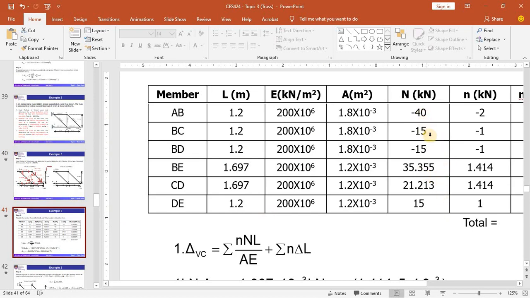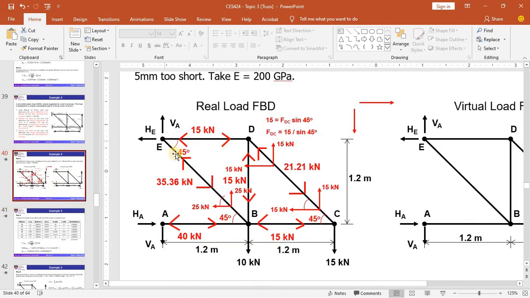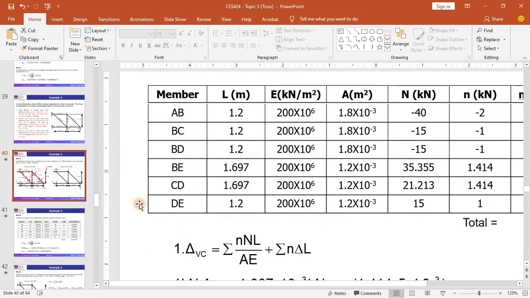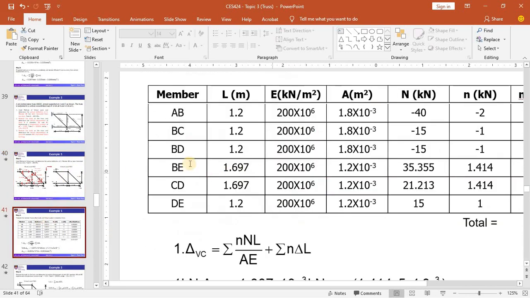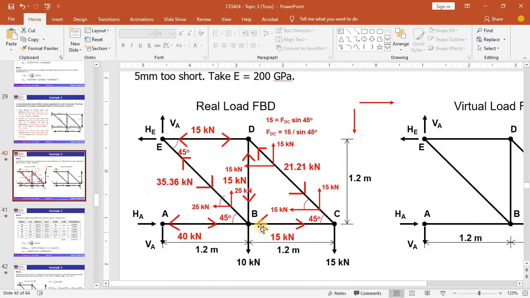So this is the value in the table. AB is negative 40, in compression. So we just got the same value. BC is negative 15. We got the same value, the same state of stress, compression. BD is negative 15 as well. BD, 50 kilonewtons compression as well.